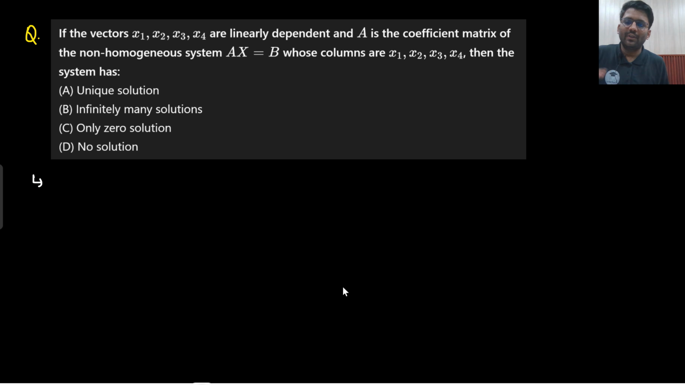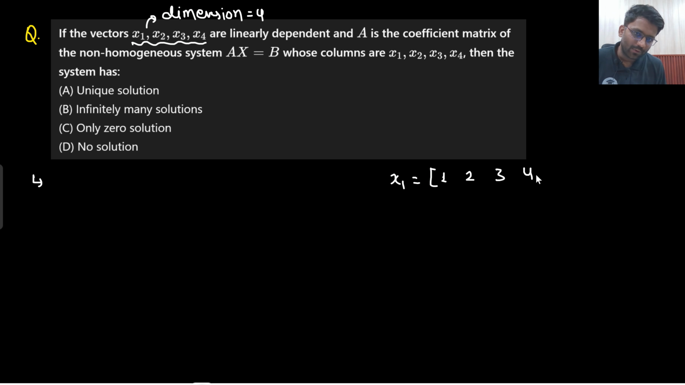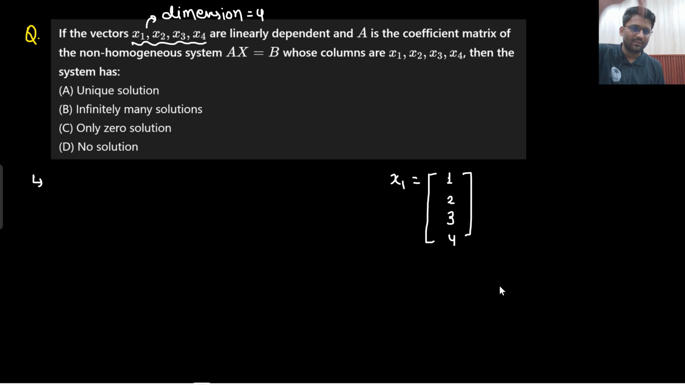Yeah, welcome back. So in this question, we will do a slight modification. The vectors x1, x2, x3, x4 have dimension 4. What is the dimension of these vectors? Dimension of these vectors is 4. What is the meaning of dimension 4? That means x1 could be somewhat like this: 1, 2, 3, 4, transpose, because they will be column vectors, no? So x1 would be 1, 2, 3, 4. Okay, so dimension is 4. i cap, j cap, k cap, l cap. So dimension is 4.